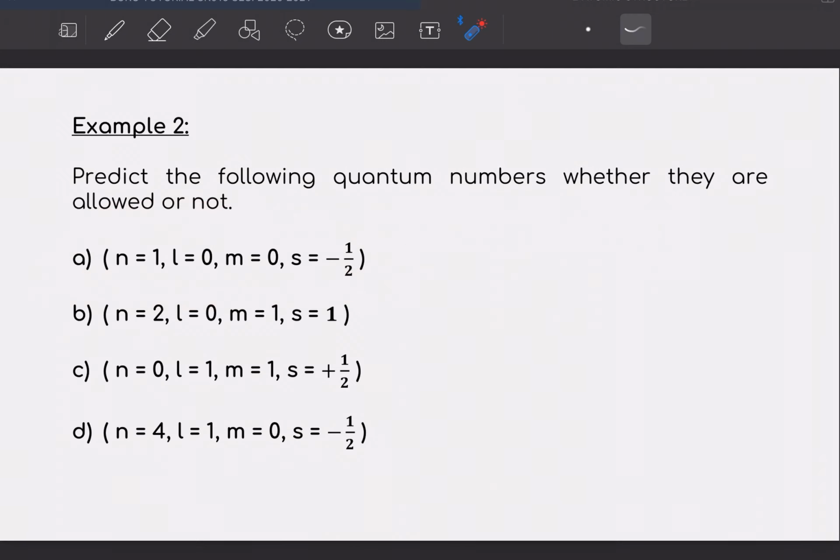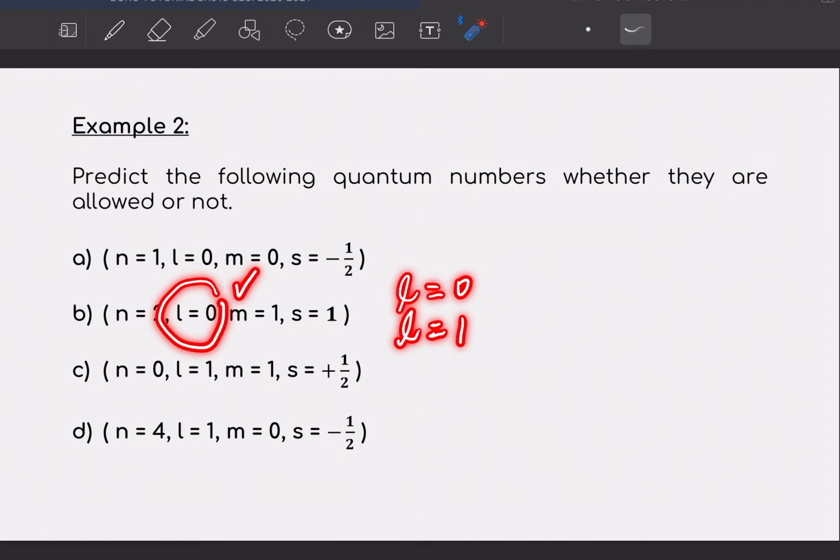Alright. So next, B. Contoh, so when n is equal to 2, your L can be what value? L can be 0 and 1. Can it be 2? No, it cannot be 2, okay? Because maximum is n minus 1. 2 minus 1 is 1 only. So, tak boleh ada 2. So, your L can be L equals 0 and L equals 1. So, in this case, dia tulis L equals 0.